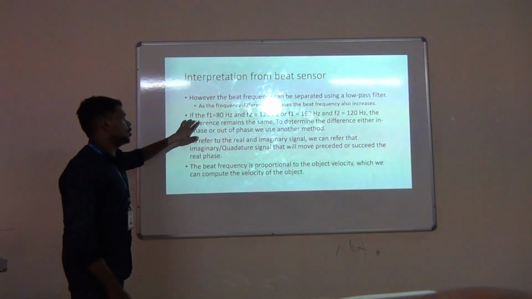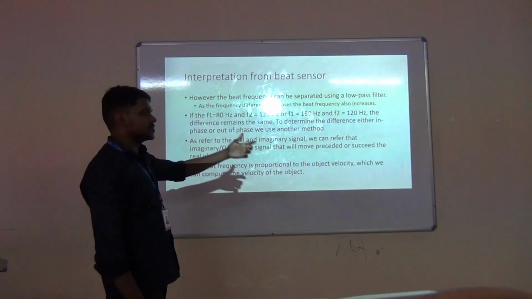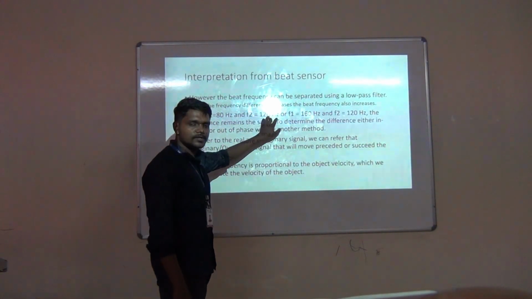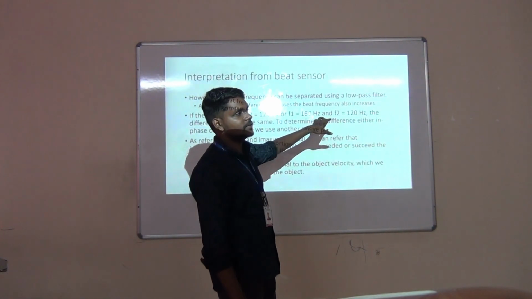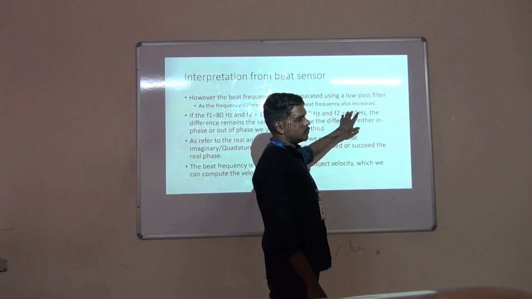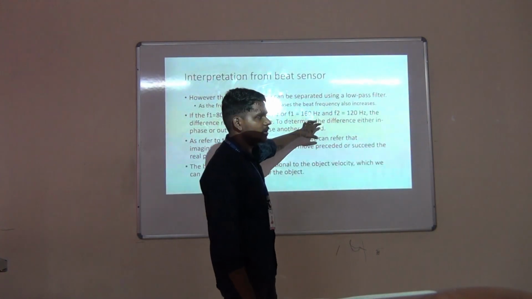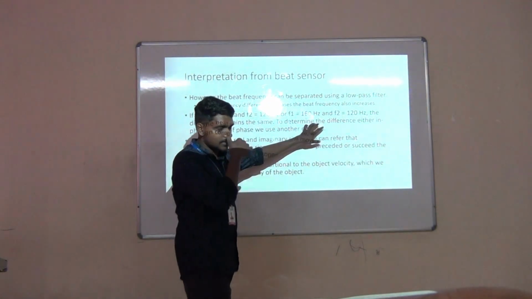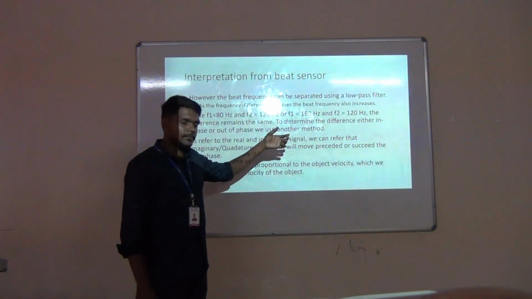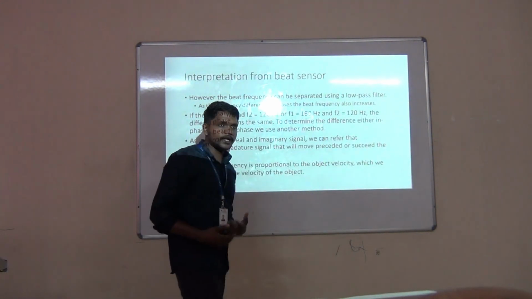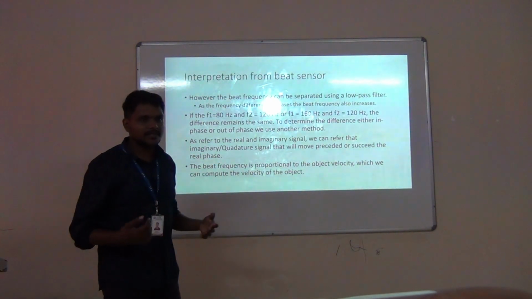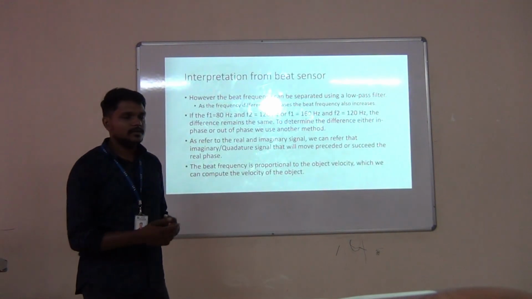See, if the transmitting frequency F1 and the receiving frequency F2 are 80 Hz and 120 Hz respectively, and similarly, say we have a transmitting frequency of 120 Hz and we receive a frequency of 160 Hz, you can ask a question now. These both have the same frequency difference, right? Then how can we detect whether the object is traveling towards us or away from us? We cannot predict, right?